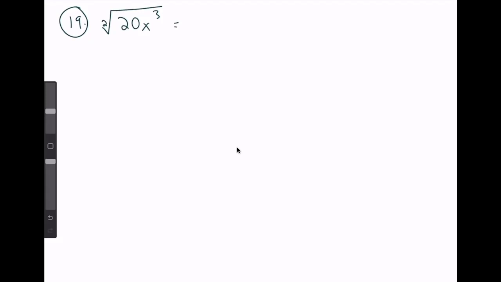Factors of 20 are 1 and 20. No. 2 and 10. Nope. What about 4? Can I find the square root of 4 pretty easily? Yep. So let's do this. What's the square root of 4 times the square root of 5? Remember how in the last example, we can combine those two together to give me the square root of 20? So I can also write it like that. Times the square root of x squared times the square root of x.